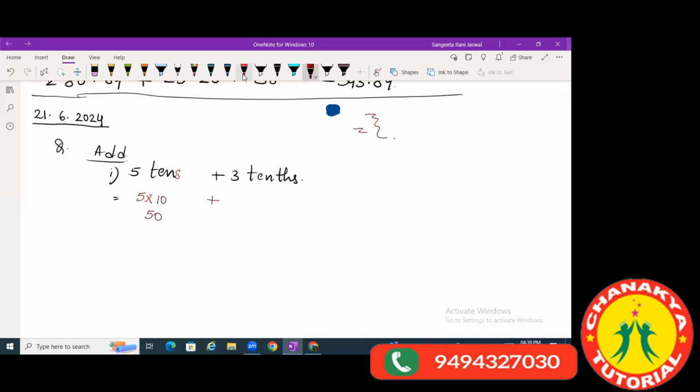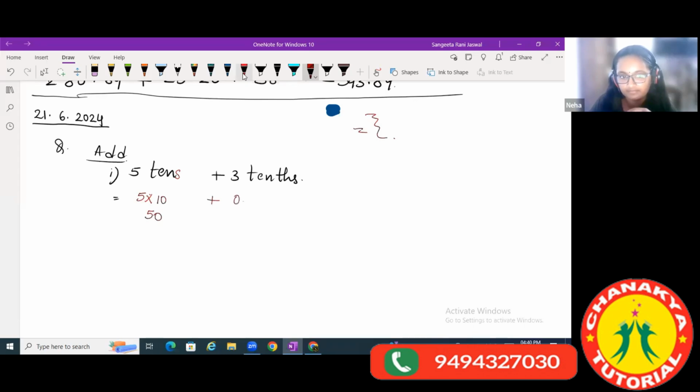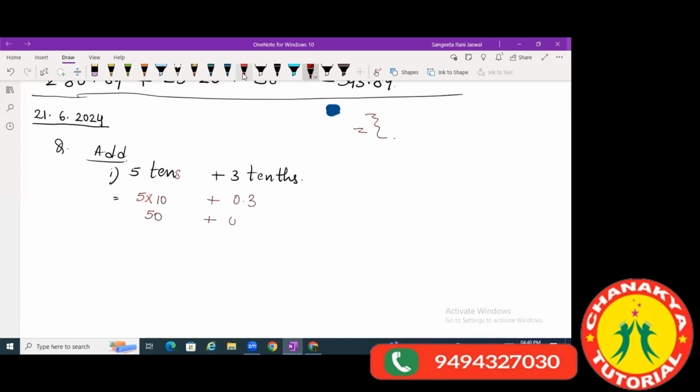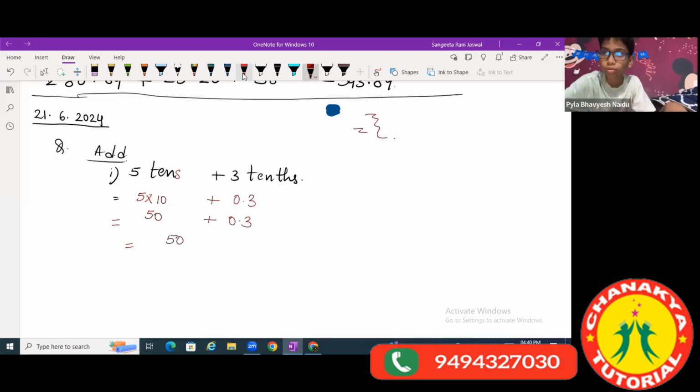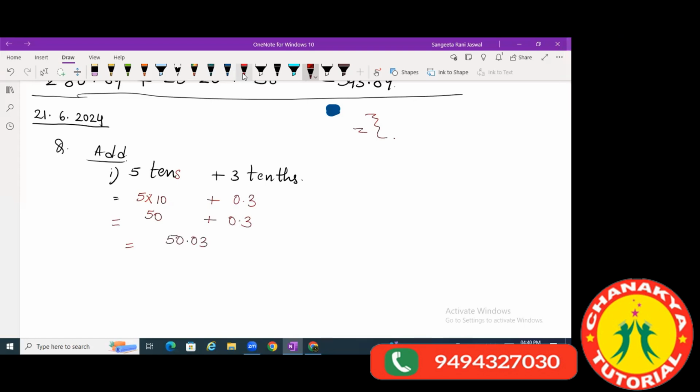Okay, then 3 tens. How will you write 3 tens? 0.3. Okay, so now it's 0.3. Now when you add it, what do you get? 50.3. Yes, not 0.3, it's 3. Okay. So you have to be careful. Always see the places first. Okay, at which place it is. Then form the number and then add.